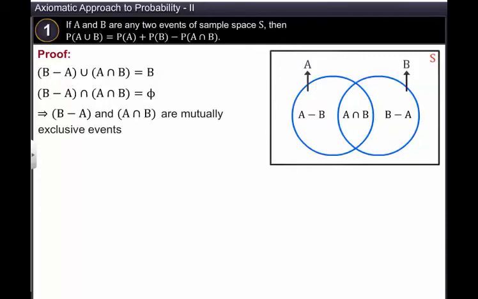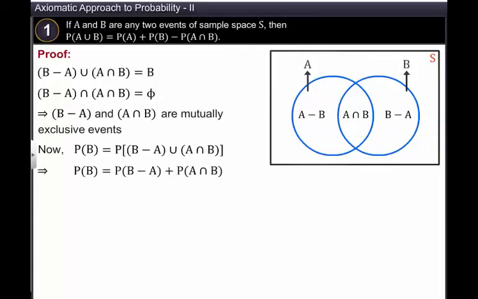Now, P of B is equal to P of (B minus A) union (A intersection B). Since events B minus A and A intersection B are mutually exclusive, P of B is equal to P of B minus A plus P of A intersection B. This implies P of B minus A is equal to P of B minus P of A intersection B. Let this be equation 1.